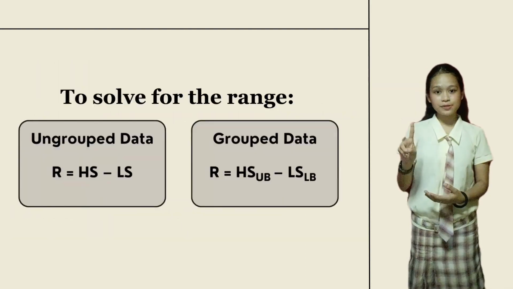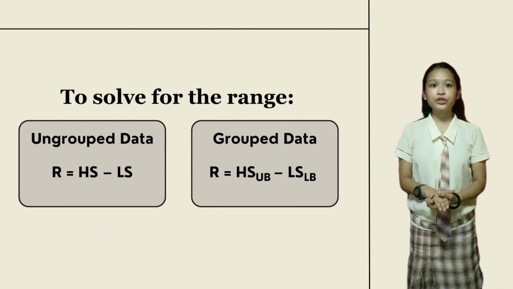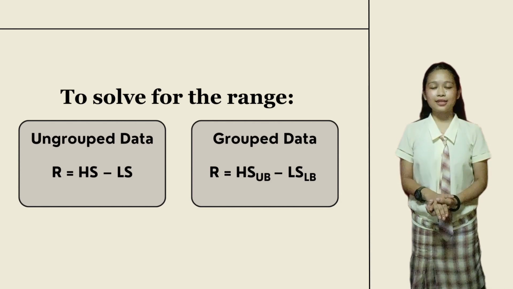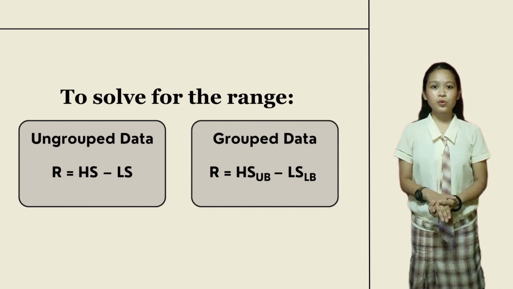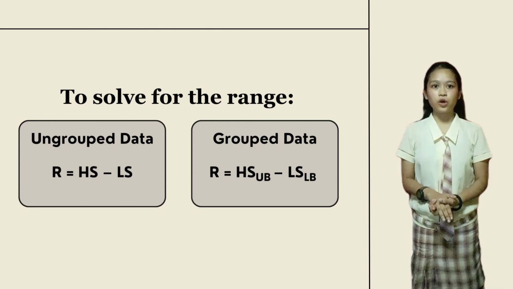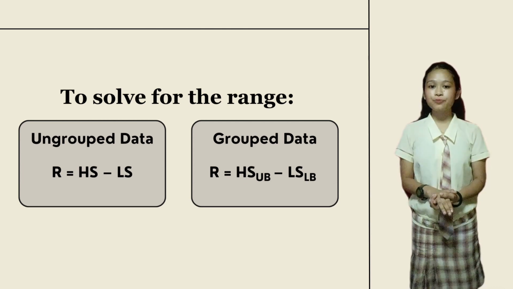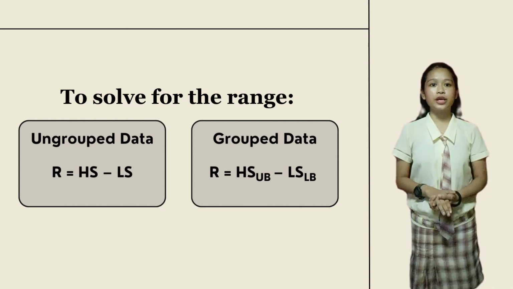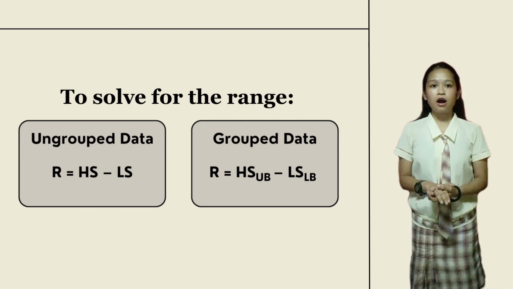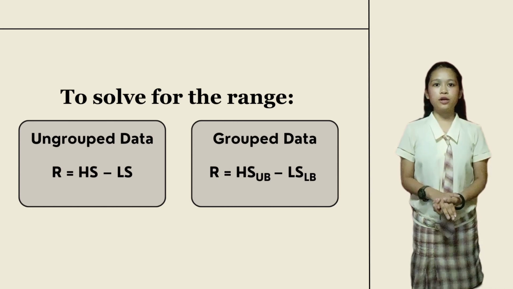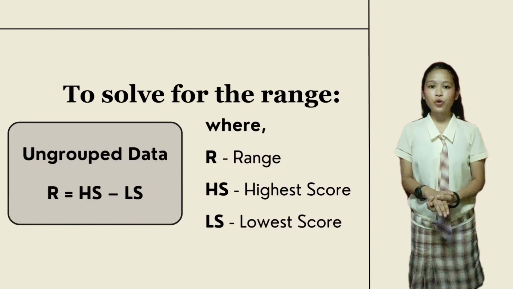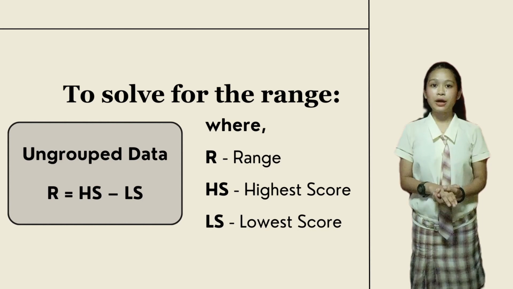There are two types of data, and in solving the range for ungrouped data, we have range is equal to HS minus LS, or highest score minus lowest score. And in getting the range for grouped data, we have range is equal to the upper boundary of the highest score minus the lower boundary of the lowest score. Let's try to solve first for the range in an ungrouped data.